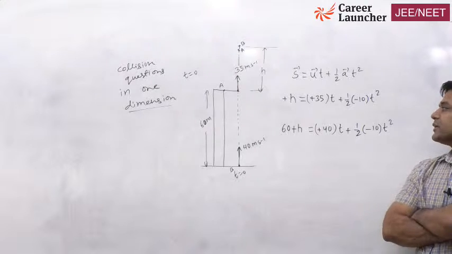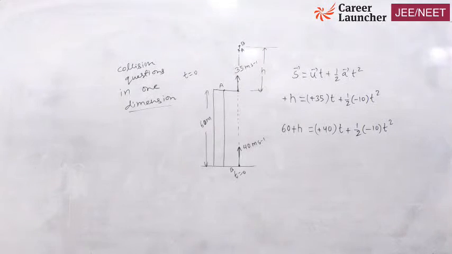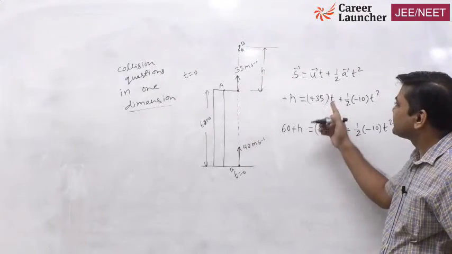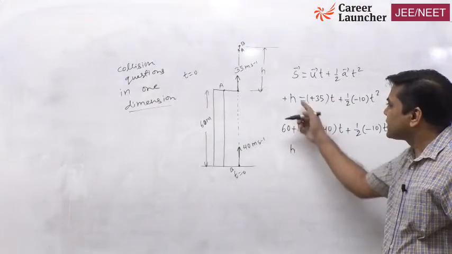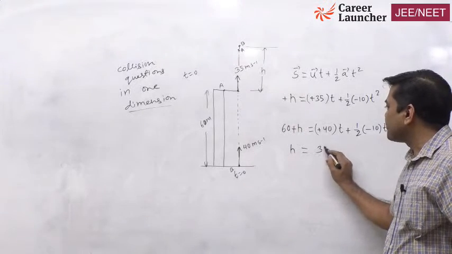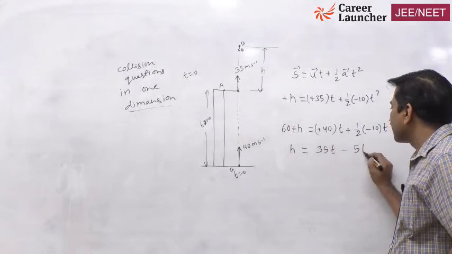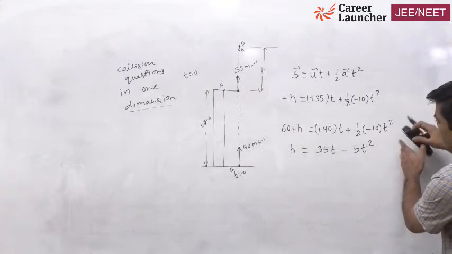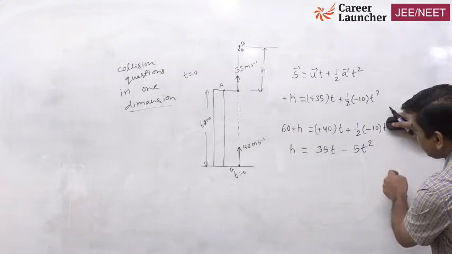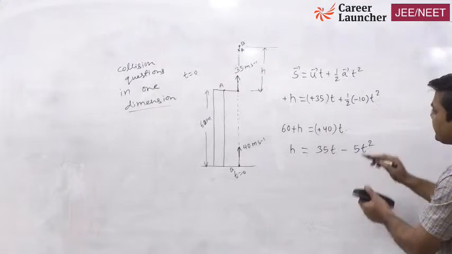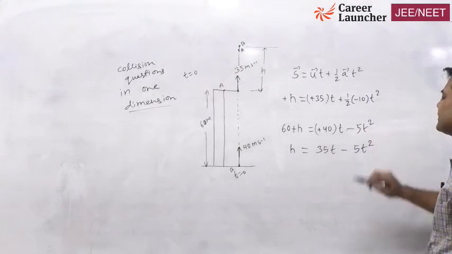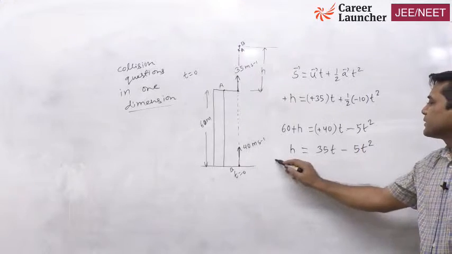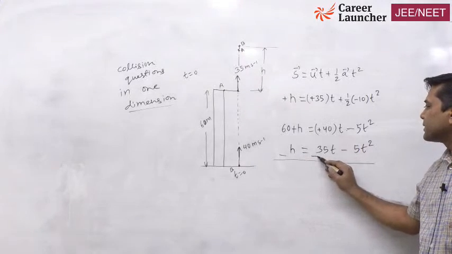A and B. How to solve this equation now? Should I add them up, subtract them? What should I do? So let's see. We'll subtract this. I'll just write this equation over here again. H = 35t minus 5t square. And this again I'm writing as H = 60 minus 5t square. Correct? Subtract it. Minus, minus, plus.